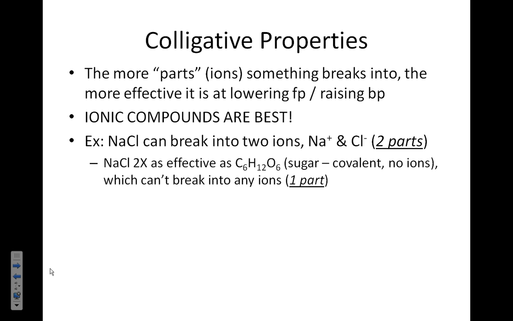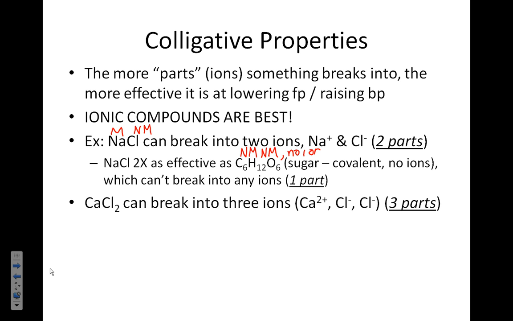And here's what I'm saying. NaCl is twice as effective as sugar because sugar doesn't have any ions. It only has one part. You put one particle in, you get one particle out. Right, you put in C6H12O6, you get C6H12O6. There are no ions, so we're looking for that metal, non-metal. Remember, ionic is metal, non-metal. This is covalent: non-metal, non-metal, non-metal. No ions. One part.